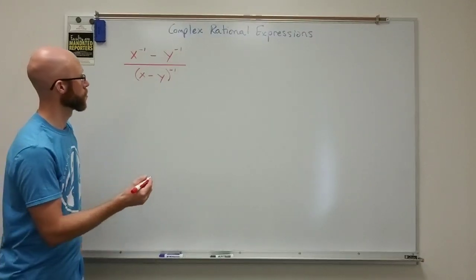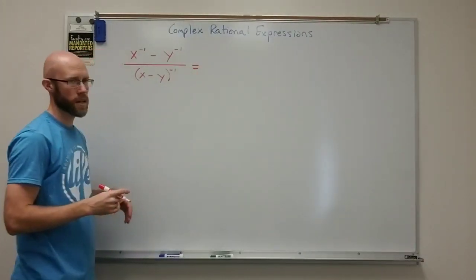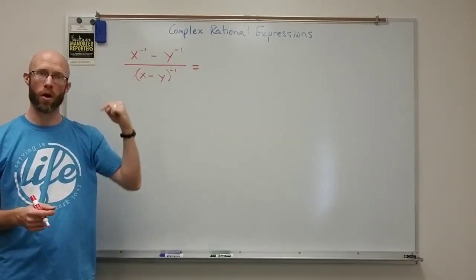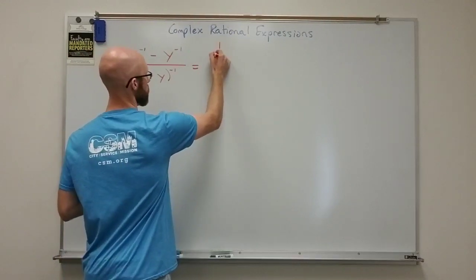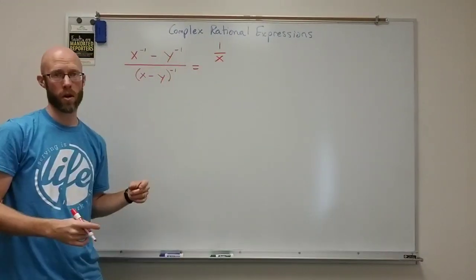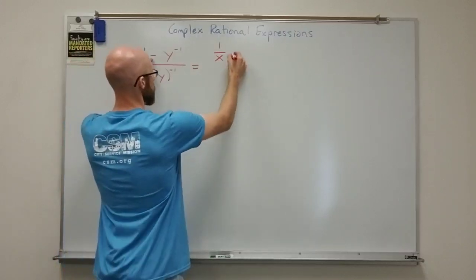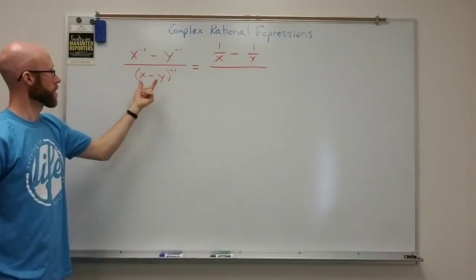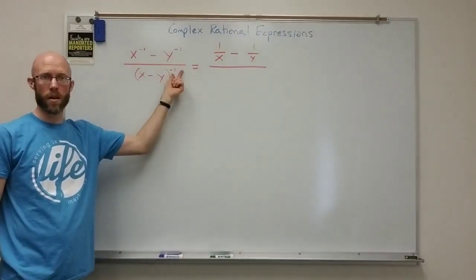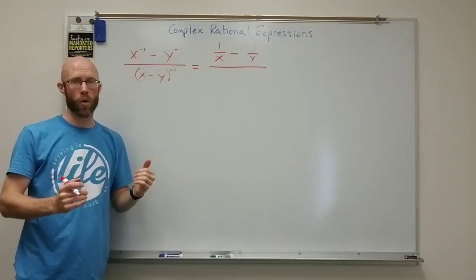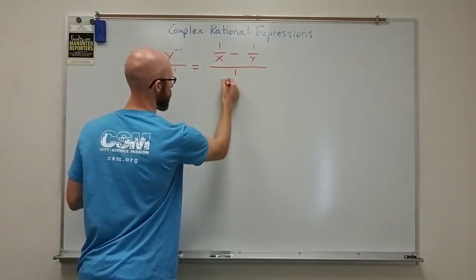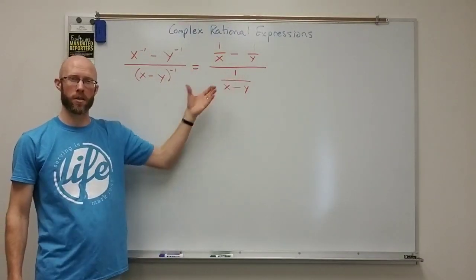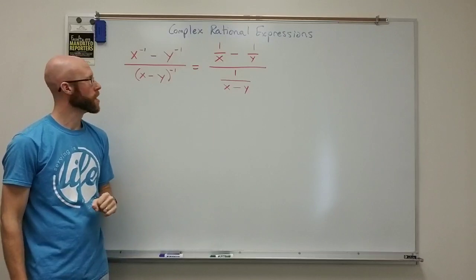And so we could rewrite this in the form of a fraction, a complex fraction, where x to the minus 1 is really 1 over x. And y to the minus 1 is really 1 over y. And x minus y to the negative 1 is 1 over the quantity x minus y. Okay, so now we've created a complex fraction based upon the negative exponents.